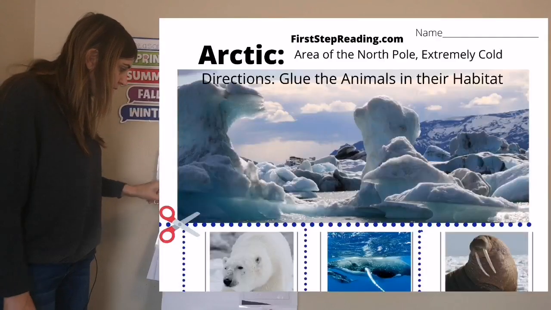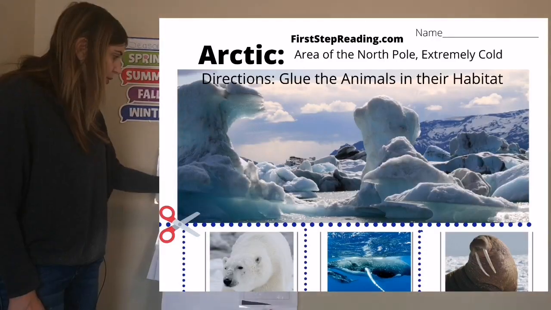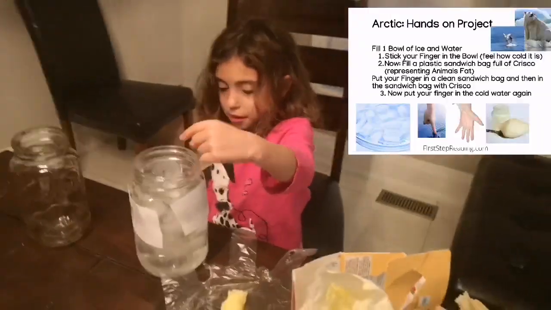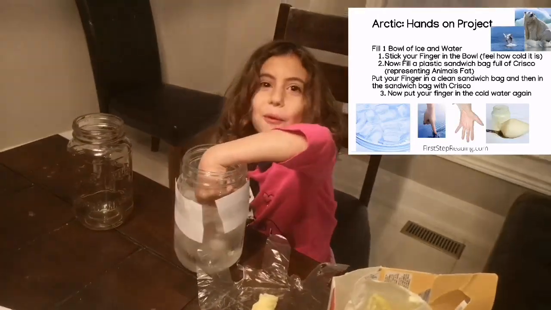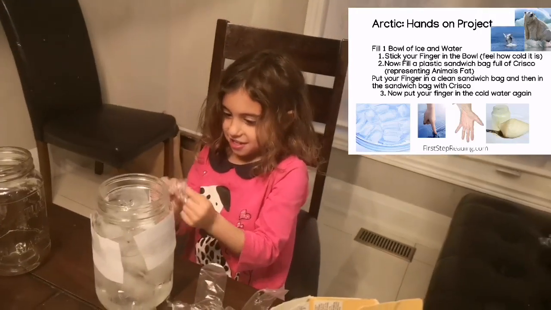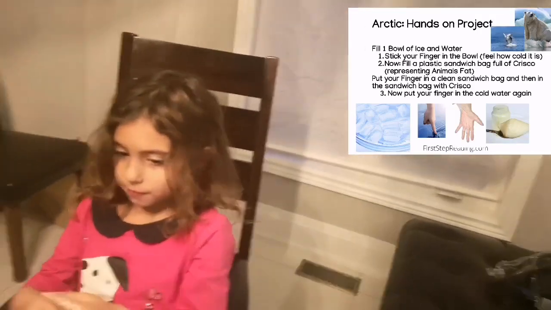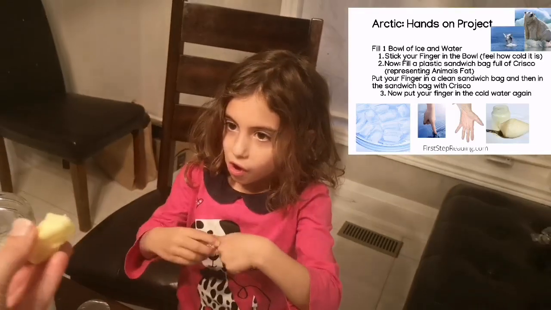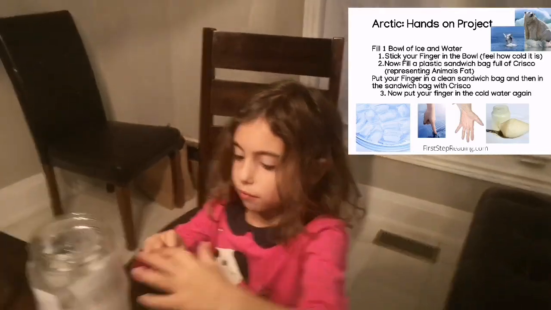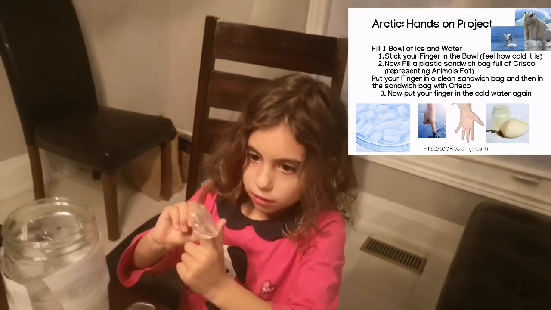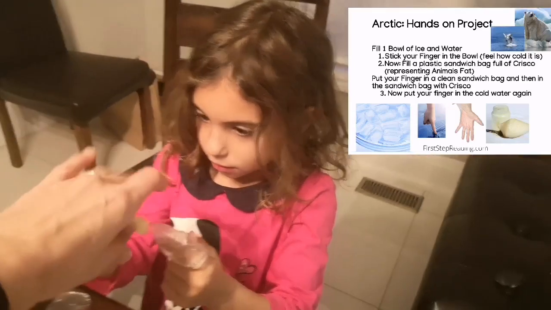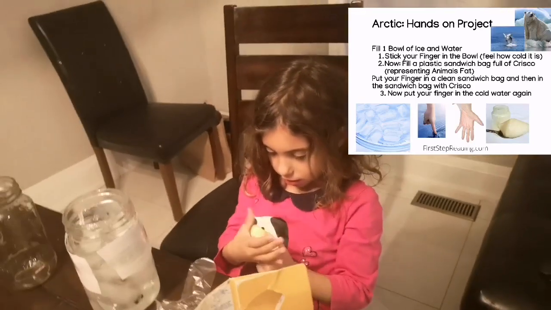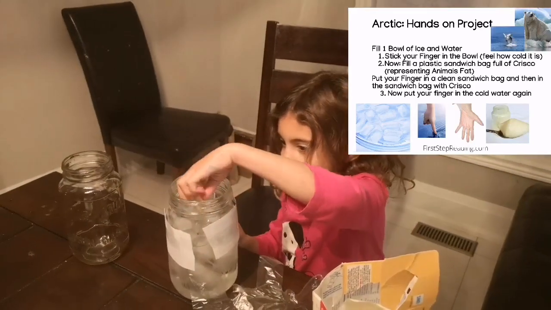So the first thing you can do is cut out your Arctic animals and glue them in their environment. Then you also can do some experiments. Put your finger in your Arctic. Now, put your finger in your glove, and then, this is Crisco, put it in the glove that has the fat, first the regular glove, your finger, then the glove with the fat in it. Use your other hand to help you, okay, put it in there good. Now try putting your finger in the ice cold water.